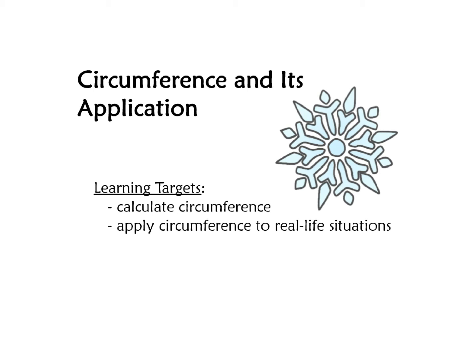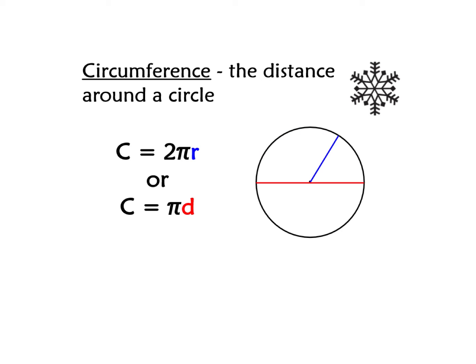Today we're going to do a review of circumference and its application. Now this shouldn't be a surprise to you in terms of what circumference is, but it is the distance around the circle. So if you want to think about it as the perimeter of the circle, we have two formulas. We have circumference equals 2 pi r, so 2 times pi times the radius.